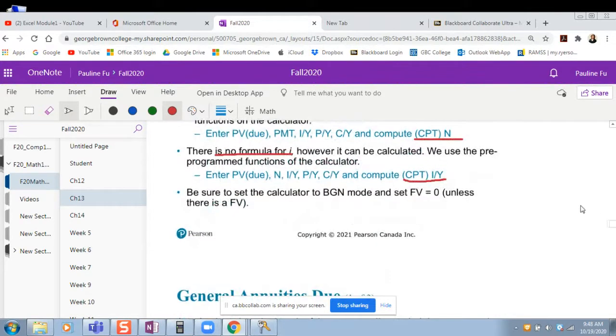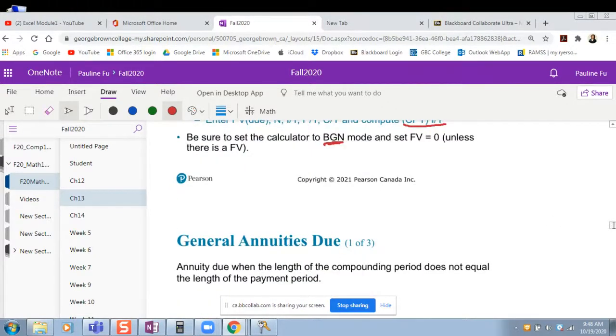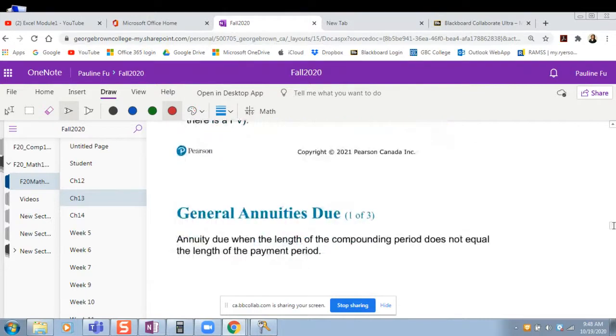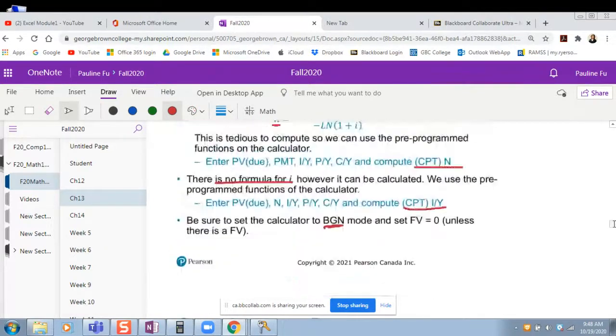And when you're doing the annuity due, make sure it is in BGN mode. Make sure you enter 4 numbers, not 3 numbers. You must enter 4 numbers. So that is section 1 of chapter 13.